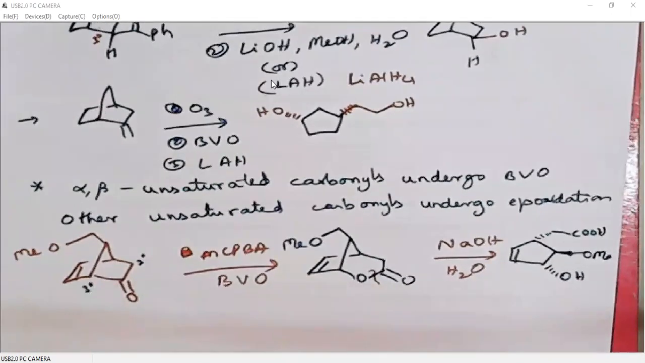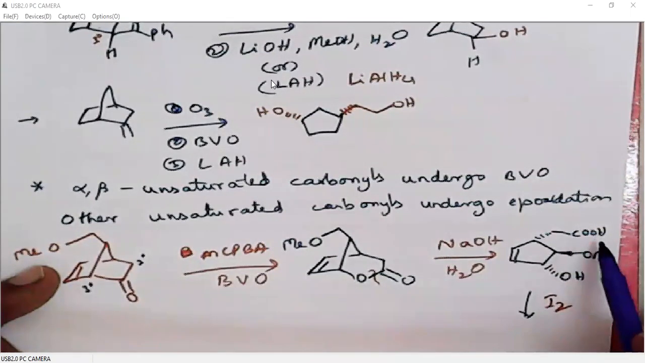Then what happens? We can extend this reaction. Right, when we add iodine, the double bond undergoes iodination. That means first it will form an iodonium ion, a 3-membered ring. Then this carboxylic acid, by neighboring group participation, will open that. So I think this question was given in previous exams also.